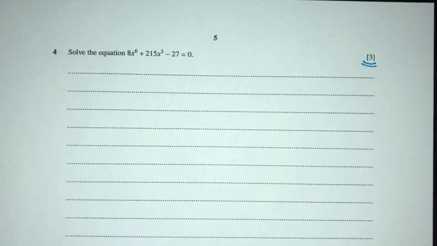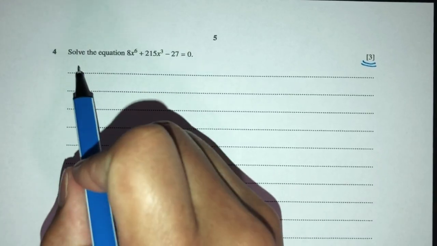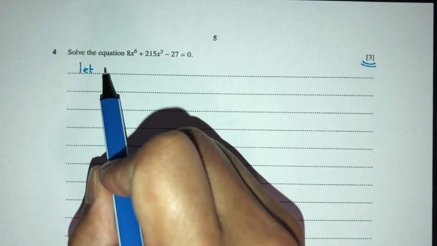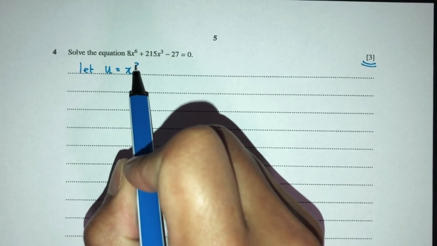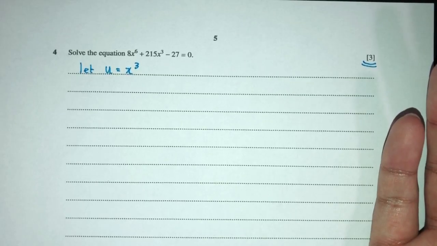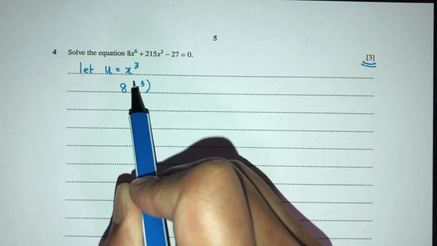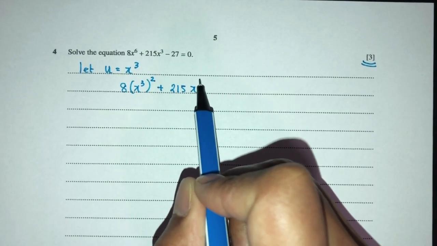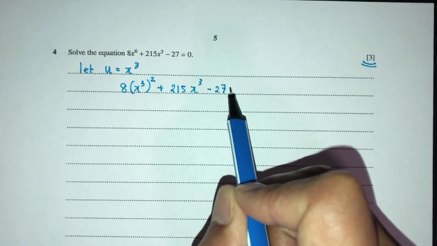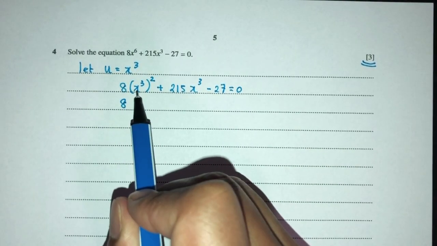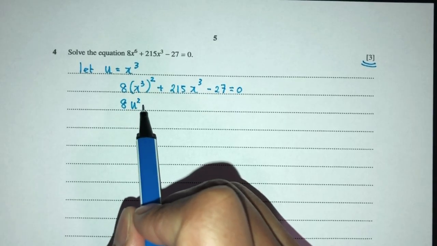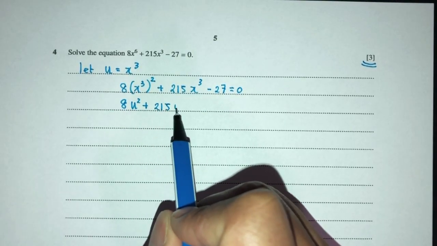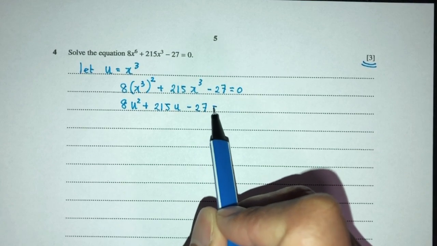We can use substitution. For example, you might say, well, let u equal to x power 3. Right, now your life will be way easier if you think about this. I can rewrite this equation as 8 (x power 3) squared, right? Makes sense, right? Plus 215 x power 3 minus 27, and that should be 0. That will be 8u squared plus 215u minus 27 equals 0.